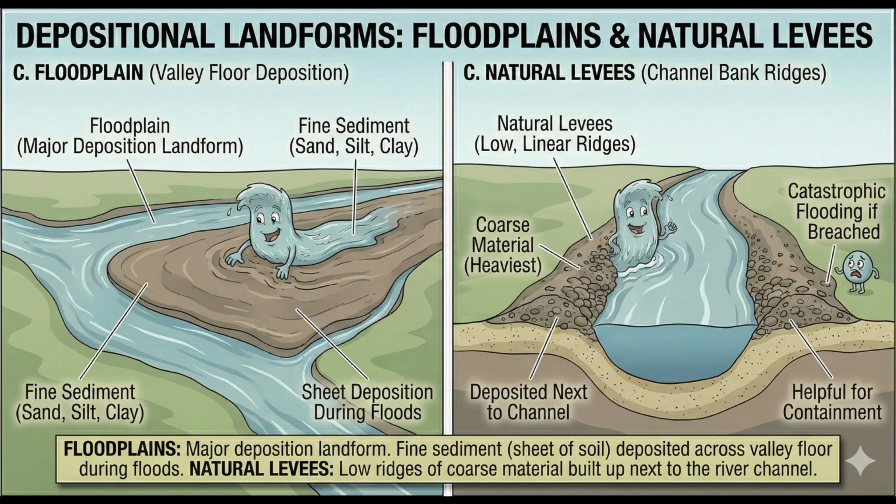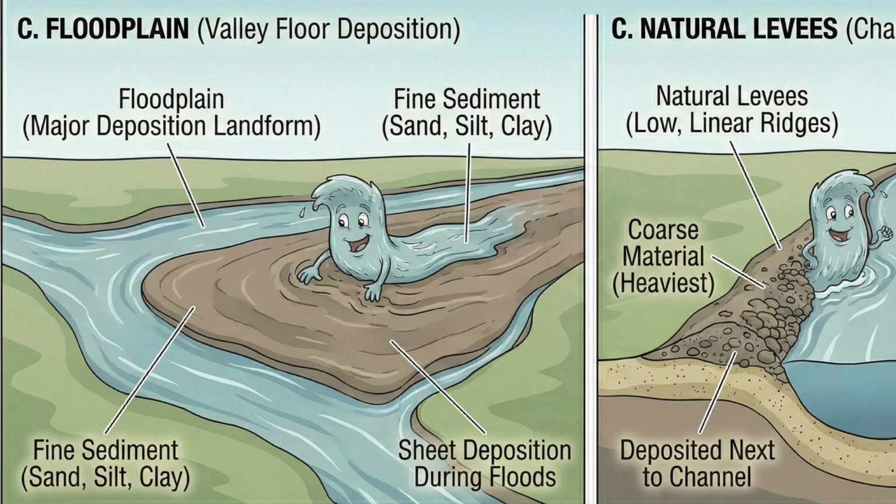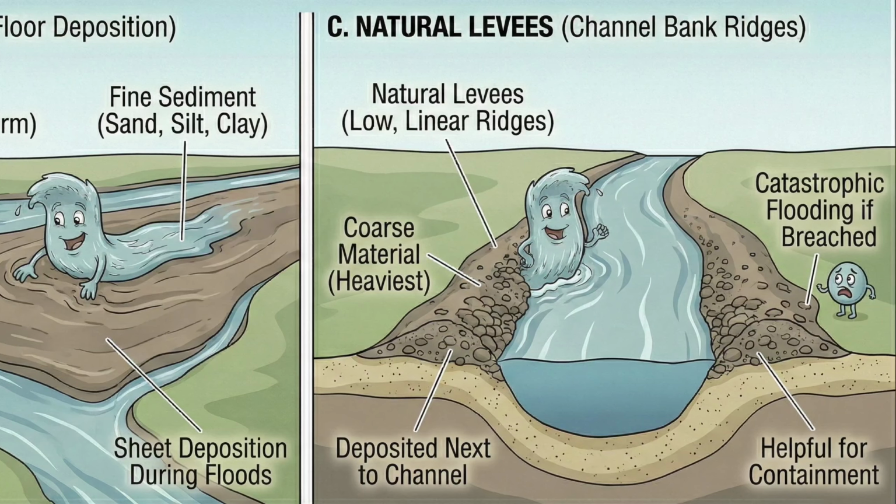C. Floodplains and natural levees. A floodplain is the major landform of river deposition. During floods, water spills over the banks, carrying fine sediment: sand, silt, clay. It deposits this sheet of soil over the valley floor. However, the coarsest, heaviest material is dropped right next to the river channel. This builds up low linear ridges along the banks called natural levees. These levees are helpful in containing the flow, but if they breach, the flooding is catastrophic.